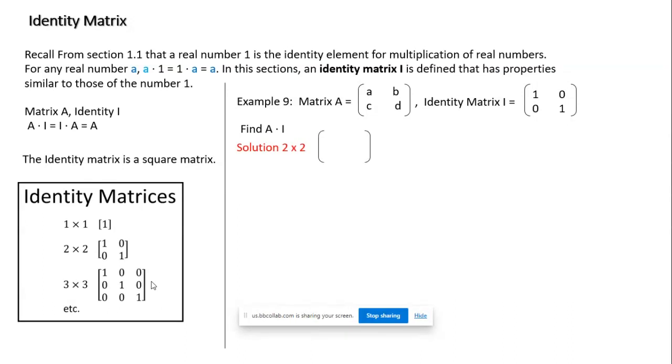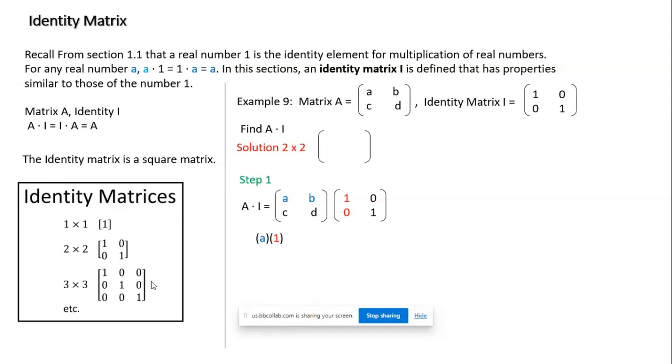Now find A times its identity. Let's practice multiplication so I can prove to you that it's just like one. We're going to get back the matrix itself. So if I have matrix A, which is A, B, C, D, and I multiply it times the identity, 1, 0, 0, 1, which is just one, I should get back the A, B, C, D matrix. Let's go ahead and do this. We're going to do row times column.